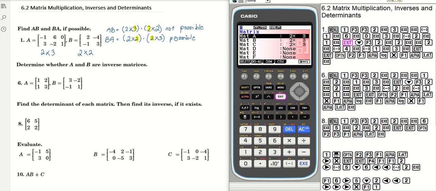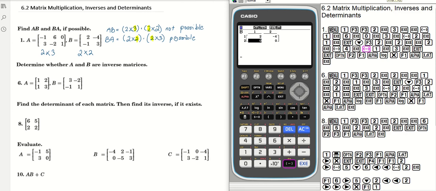And then exit, and then enter the matrix B, which is 2 by 2. Then execute. After this, enter the data or the elements, which is 2, -4, -1, and then 3. Execute and then exit.